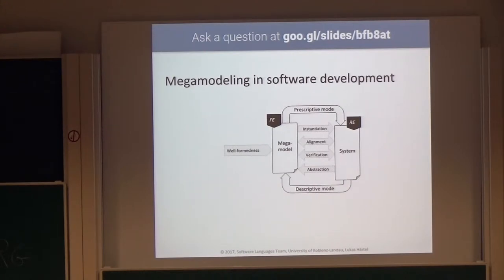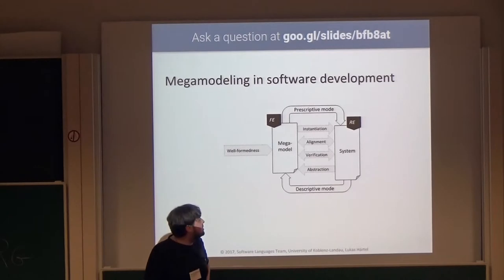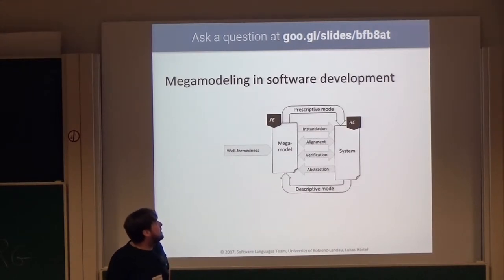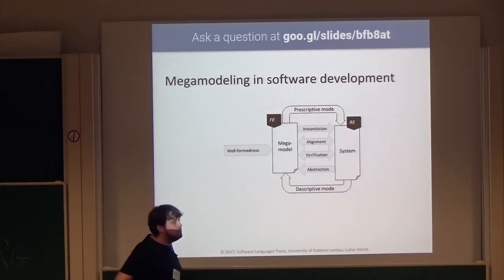So let me continue a little bit on how modeling is done here, in our sense. What we have on the left side is the megamodel, which is the linguistic model. On the right side is the system that we are actually modeling. And there are some relationships that you see between them: instantiation, alignment, verification, abstraction. And we also have the big arrows around it, which are prescriptive and descriptive mode. There are two arrows starting up here, which are forward engineering and reverse engineering. And also a property that just holds on the megamodel, which is the performance.